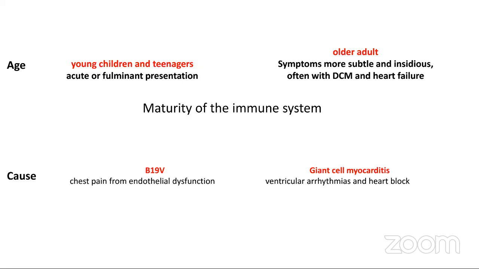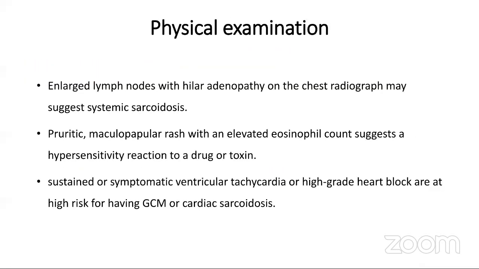The virus may change the clinical picture. Parvovirus B19 is an endotheliotropic virus, commonly causing endothelial dysfunction and usually presenting with chest pain syndrome. Giant cell myocarditis, whose etiology is unclear, leads to ventricular arrhythmia and heart block on presentation.